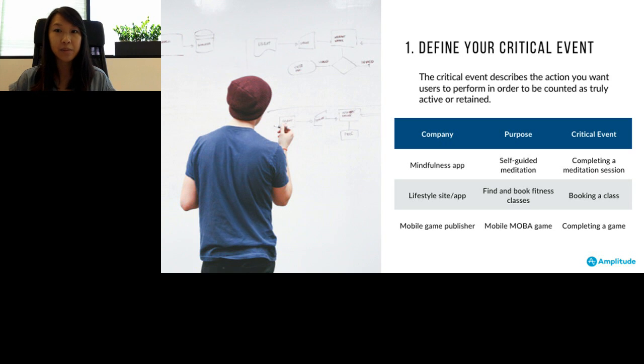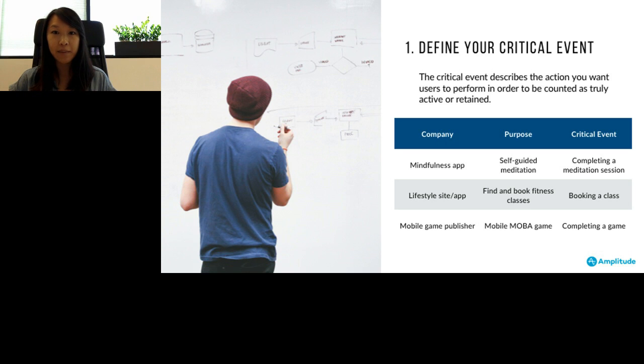The first thing that's important to define is your critical event. A critical event is an action that users take within your product that aligns closely with your core value proposition. Put another way, when you're measuring retention, the critical event is going to describe the action that you want users to perform in order to be counted as truly active or retained. You don't necessarily want to count a user as active if the only thing that they do is open your app and then leave without doing anything. There's probably some other important action that you'd like to see them do.